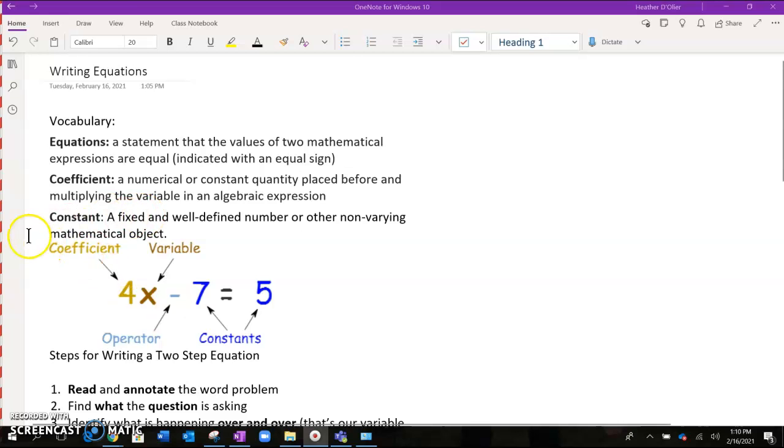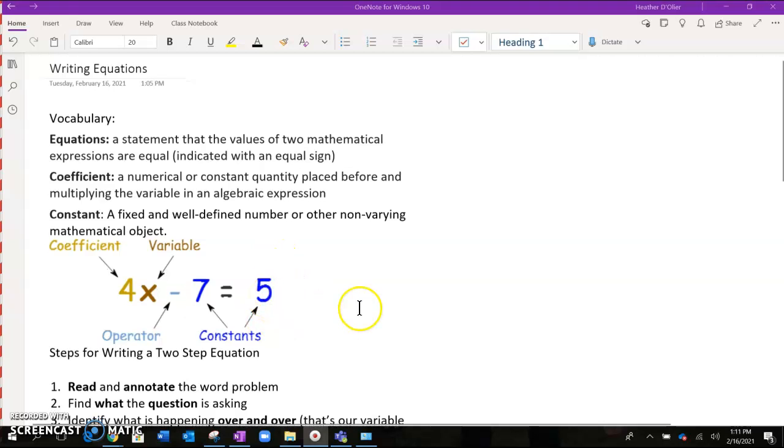Okay, then we have our constant. Our constant is a fixed and well-defined number or other non-varying mathematical object. So if you look at this equation, it's talking about this -7 and this +5. We'll be referring more, though, to the one that is being added or subtracted to our coefficient and variable. We'll talk about the number on the other side of the equal sign being the total, all right?